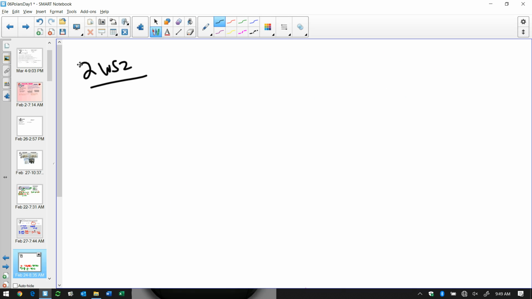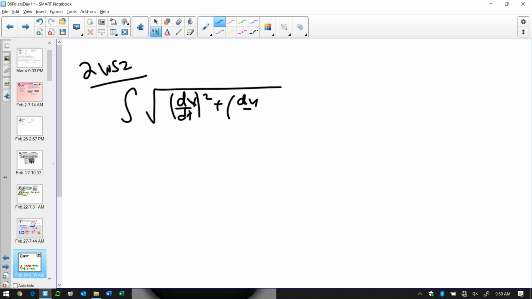So, length of the path. Okay, so you want length of a path. What's the formula for length of a path? All formulas. What's the formula for length of a path? Length is the integral of the square root of (dx/dt) squared plus (dy/dt) squared.